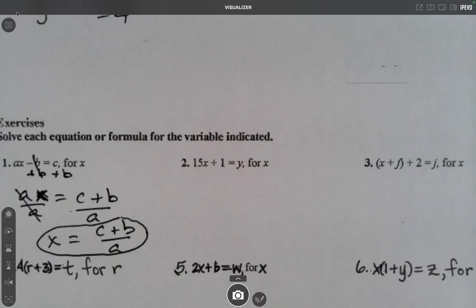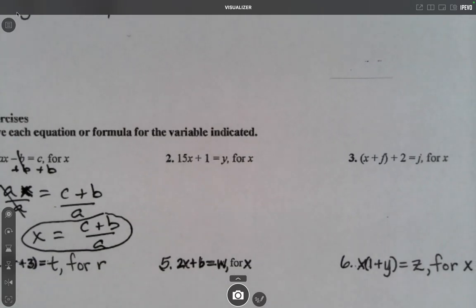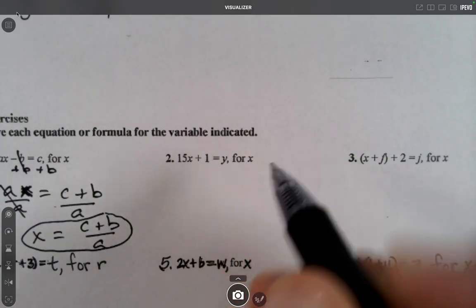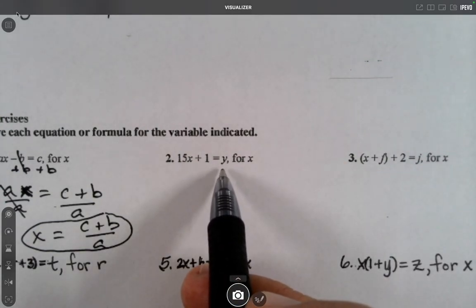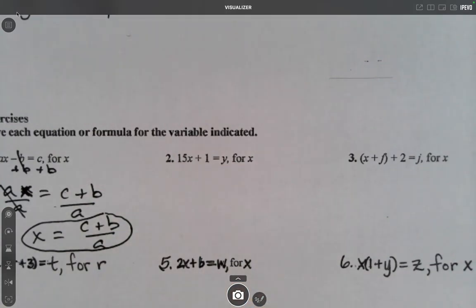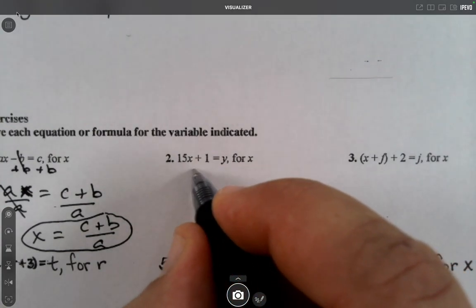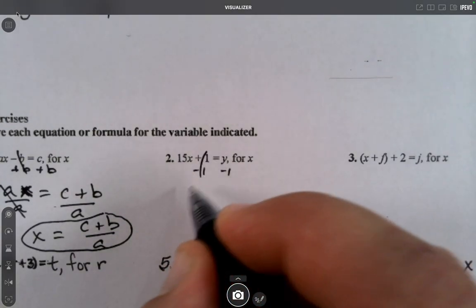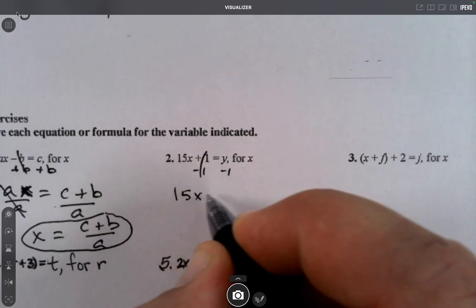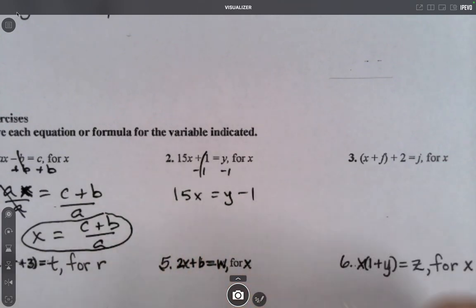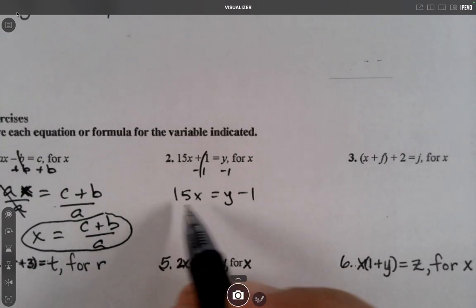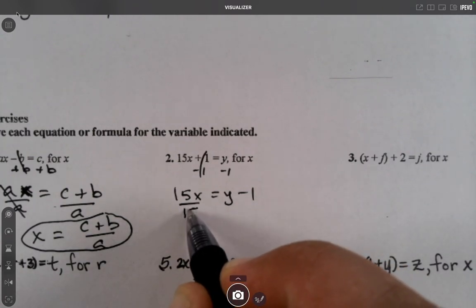Okay, on number 2, we need to solve this for x. Right now y is by itself, but we need to rewrite it so that x is by itself. So I'll start by subtracting 1 from both sides. Now when we get rid of the 15, it's 15 times x, so we need to divide by 15.